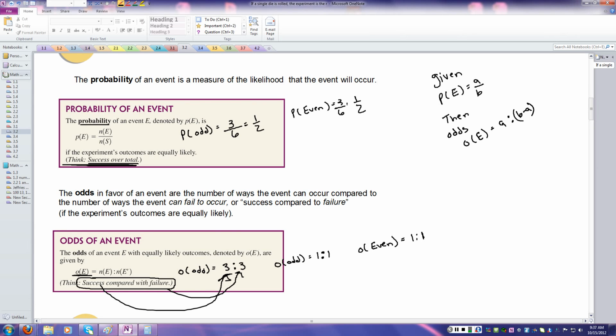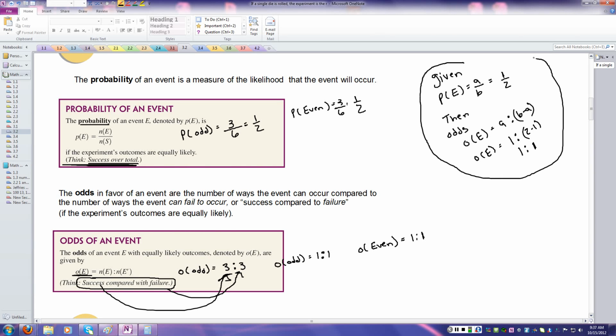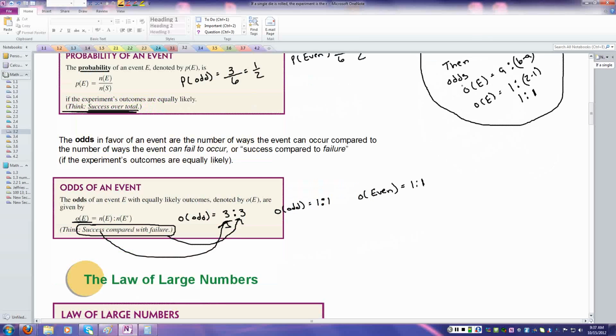So does that make sense? So if I say the probability is 1 to 2, the odds is going to be 1 to 2 minus 1, which is exactly what we got, 1 to 1, right? So fixing this would be 1 to 1. So if you're given probability, you can find odds. If you're given odds, you can find probability.